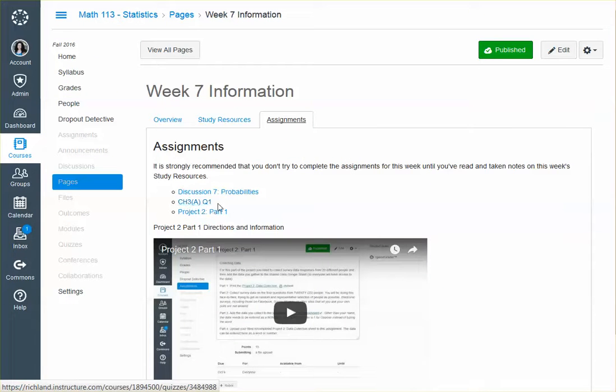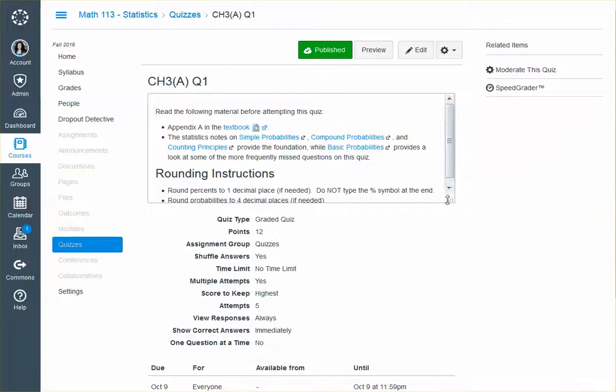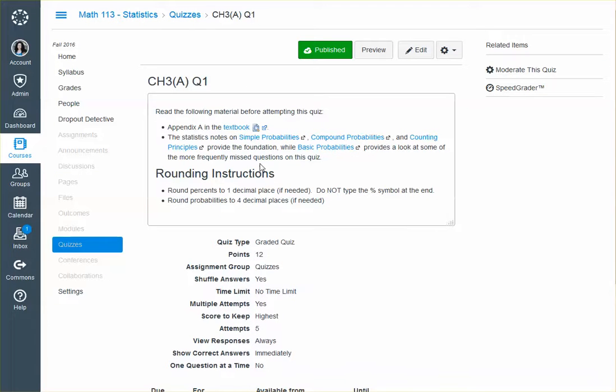Chapter 3A, quiz 1, is this one. This is the probability. So Appendix A in the textbook, your notes, make sure to do those example problems. Here, this is really important. Round percents to 1 decimal place if needed. Do not type the percent symbol at the end. All right, I know this is going to really mess some people up. Unless the problem asks specifically for a percent, do not convert the decimal into a percent. So unless it says add a percent, do not put a percent in, leave it as a decimal.